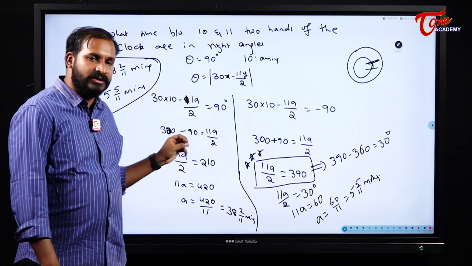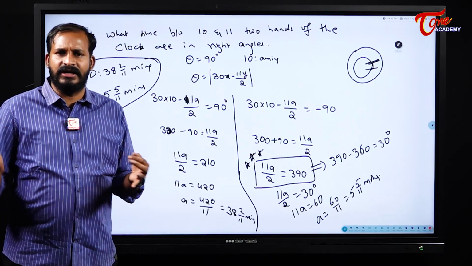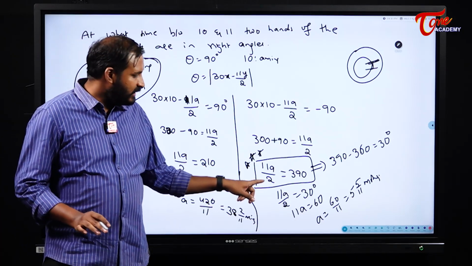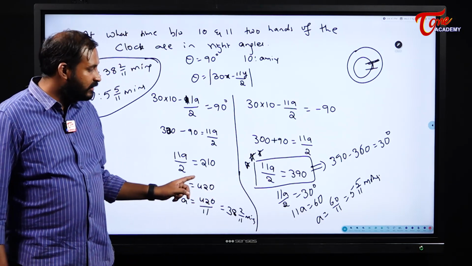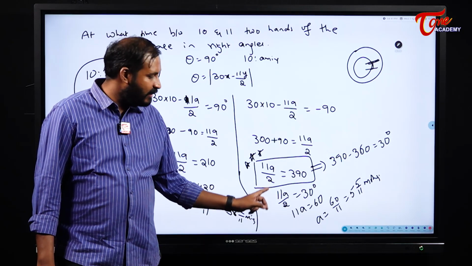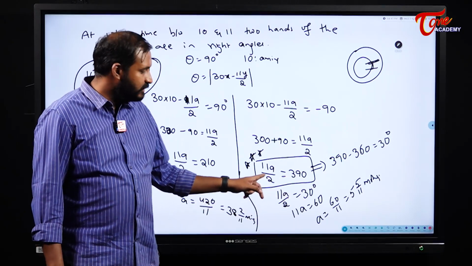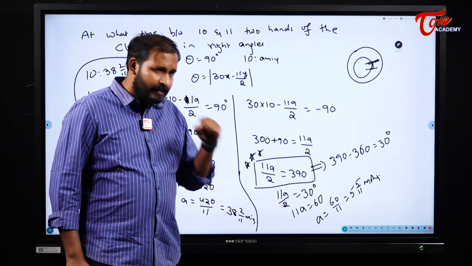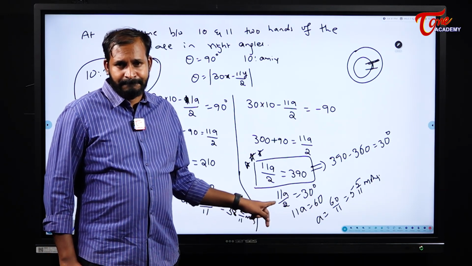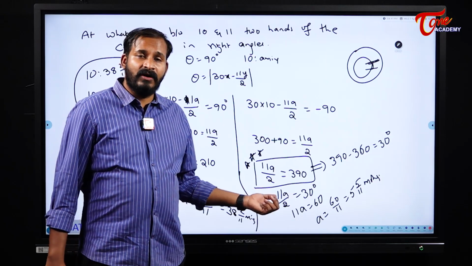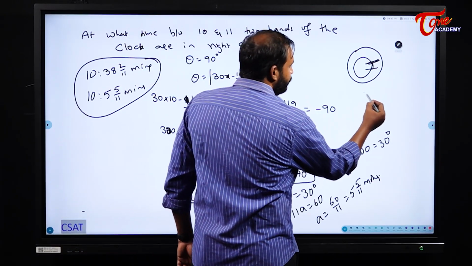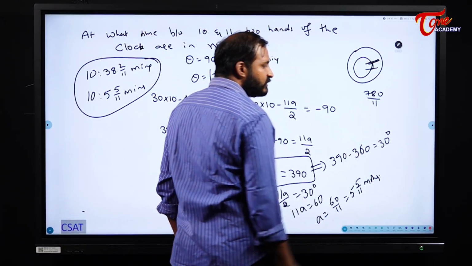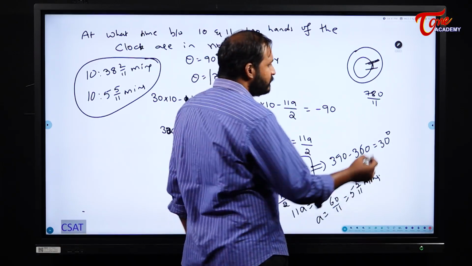Why? Because all the students will know what 90 degrees, 0 degrees, 180 degrees are, more or less. But this conversion is very, very important. Why? Because if you don't do this conversion, what happens here? 11a by 2 is equal to what? 390. You multiply this one, what is the result? We will have 780. And a will become what? 780 by 11.